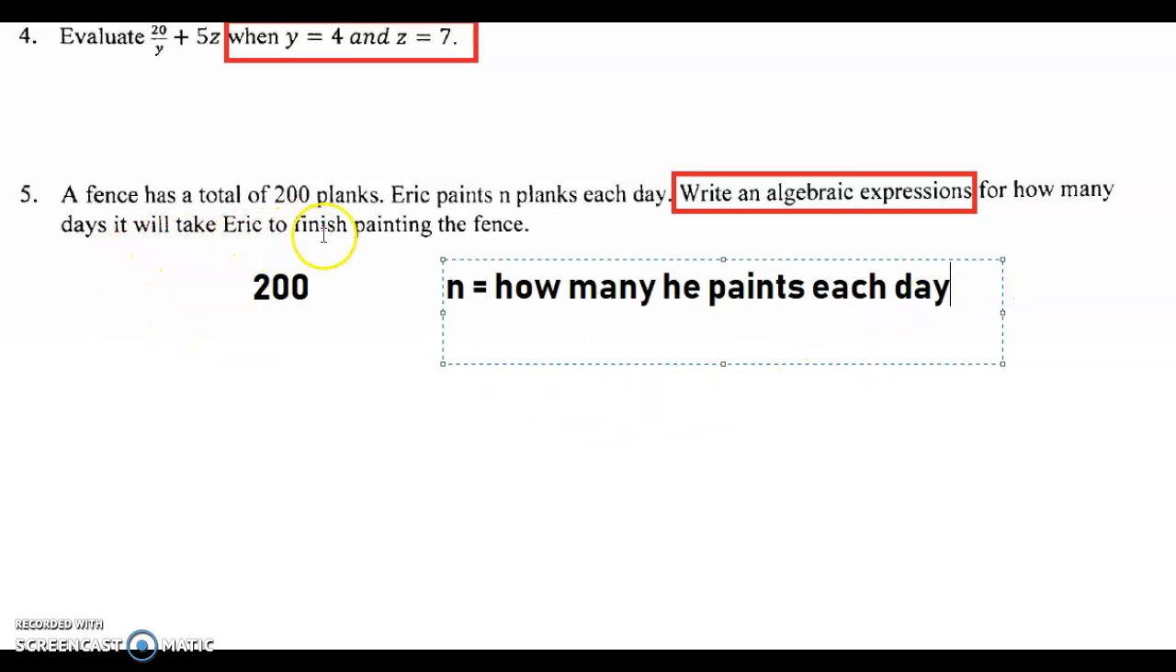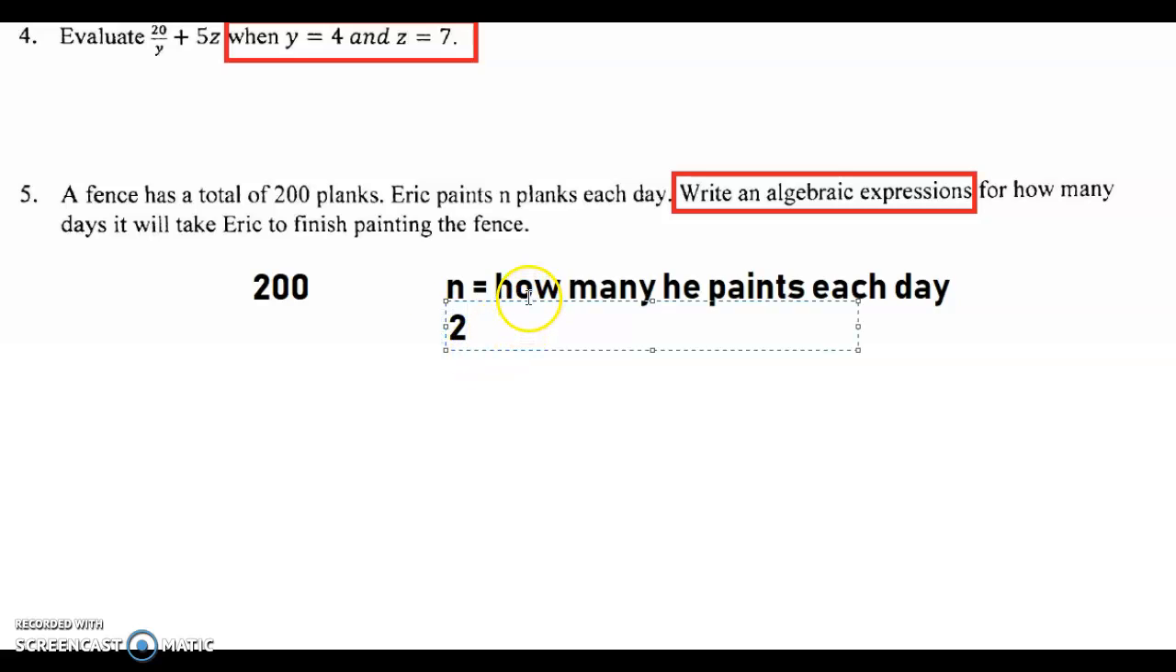So it will take Eric to finish painting the fence however many days. What I like to do when it's hard for me to figure out what I need to do is make up an imaginary number. Let's say he paints 2, okay? If he paints 2 each day, how would I figure out how many days it's going to take? Well, I would take the 200 and divide by 2, right? That's my expression.